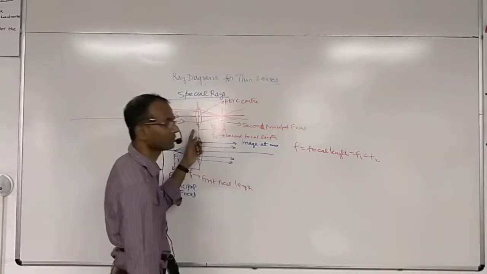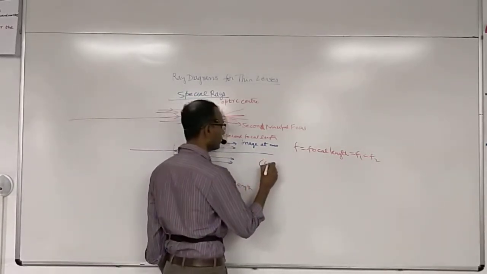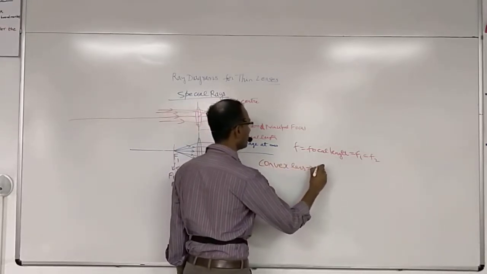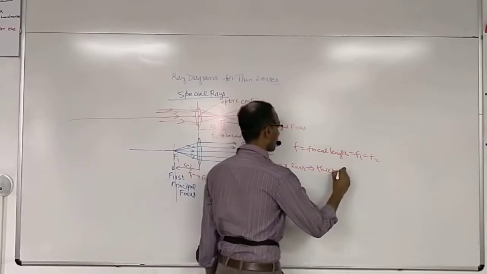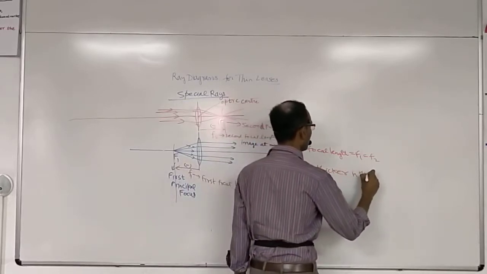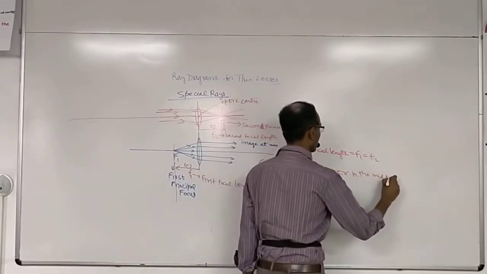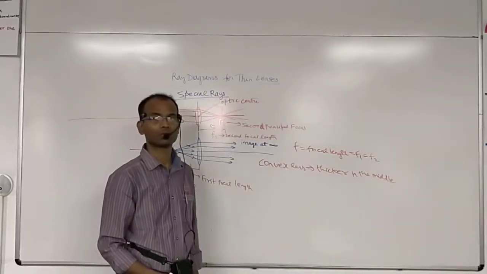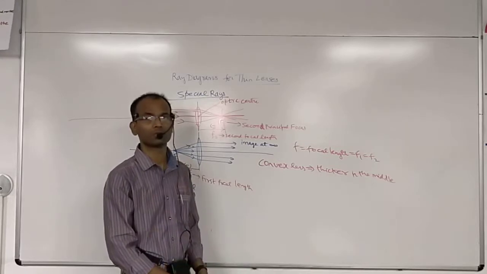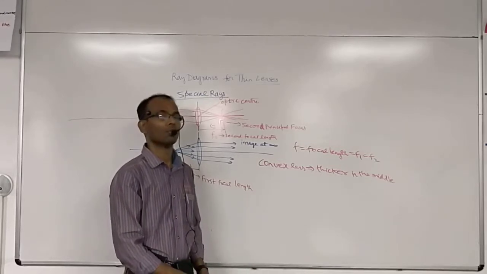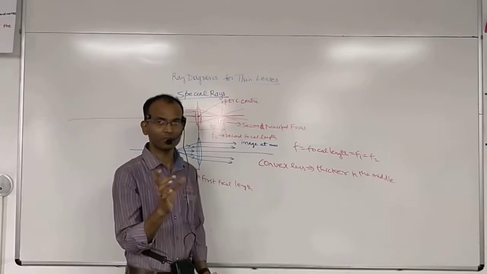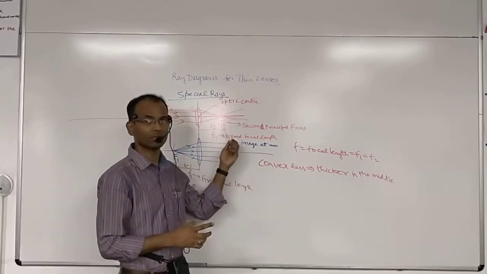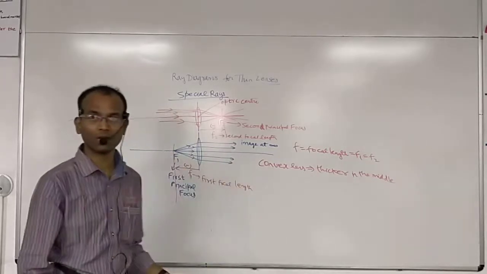This is a convex lens. Convex lens means thicker in the middle. The focal length is the distance between the center of the lens and the first principal focus or the second principal focus. Both will be equal in magnitude, but the sign is the point. Second focal length is positive, and for a convex lens, focal length is positive.